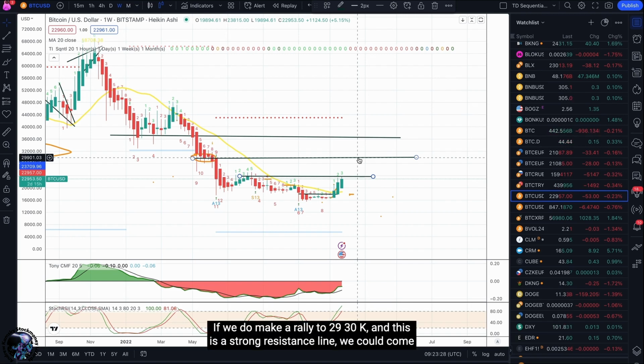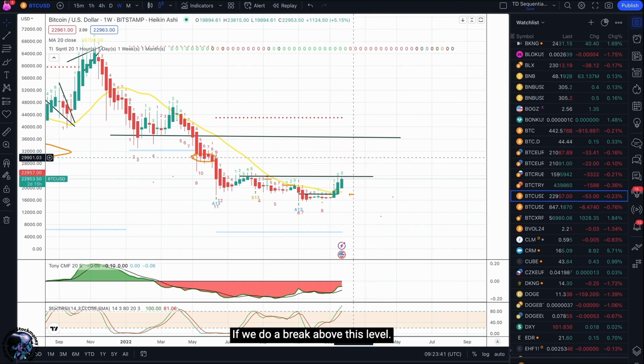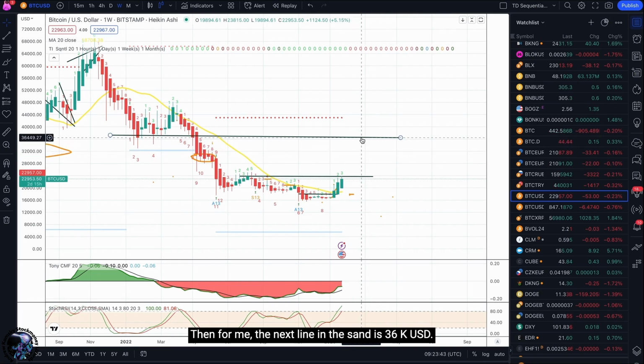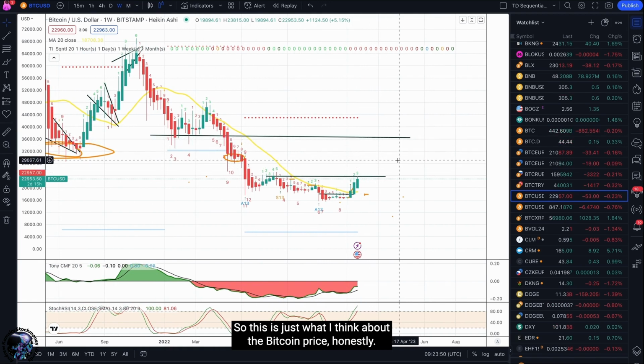If we do make a rally to 29-30K and this is a strong resistance line, we could come back down and find support at this level. If we do break above this level, then for me the next line in the sand is 36K USD. So this is just what I think about the Bitcoin price. Honestly, it can do what it wants. We all know it can do what it wants.